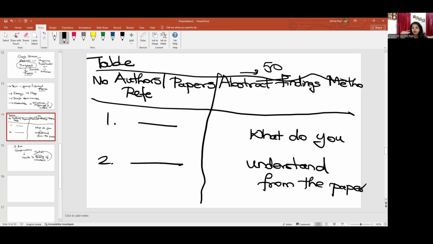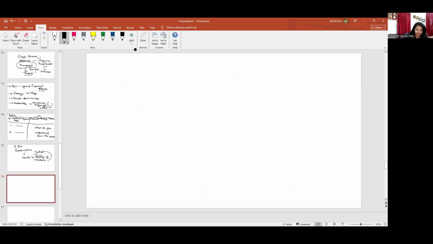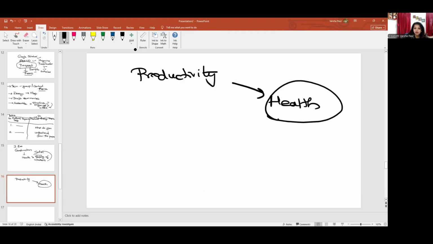Now, what do I understand from the paper? I understand from the paper that there are five variables like productivity, training, supervision, then there are two more. So I understand that productivity helps in the health of the migrant workers. So I say that productivity is useful in maintaining the health. It's just an example, okay?